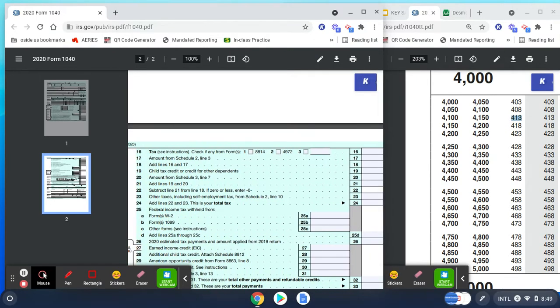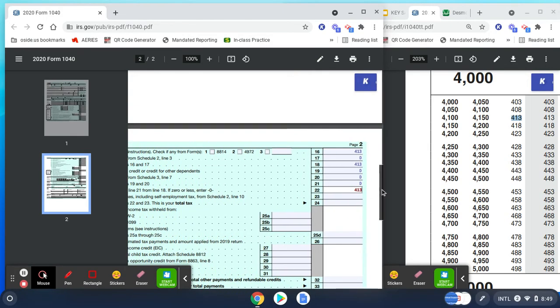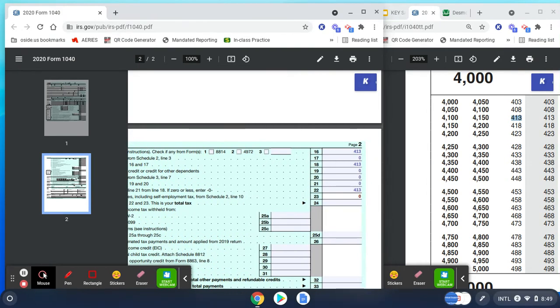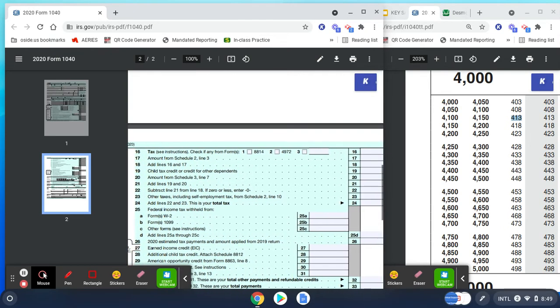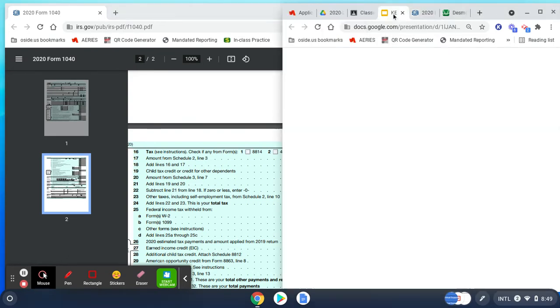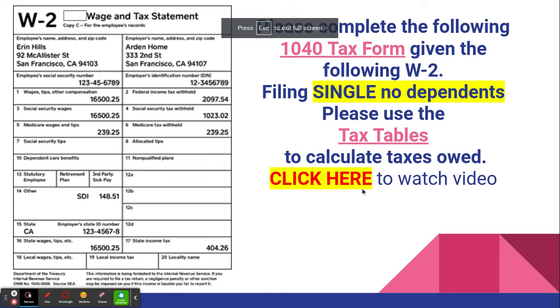And any other taxes, including self-employment tax? Nope. She's just got her regular W-2. And line 24 says to add lines 22 and 23. Still giving us that tax amount of $413. Now, line 25 is federal income tax withheld from your W-2 or a 1099. So in our case, we're now going to go back to the W-2 and find her federal tax withheld.